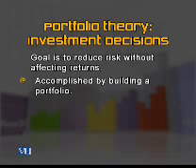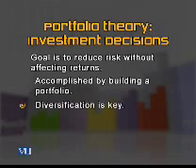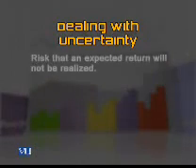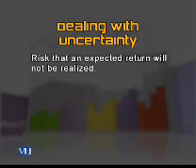And how do you build a portfolio? You build a portfolio by diversification. We're talking about diversification as the key to success, the key to minimize losses and enhance profits, to balance profits and losses, or improve your chances of getting more profits and reducing losses. We're talking about dealing with uncertainty. Uncertainty is the risk that an expected return will not be realized.